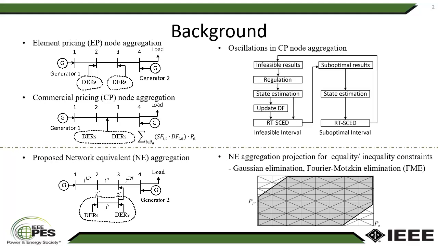However, a power system may contain thousands of EP nodes, which means the system could not solve the real-time security-constrained economic dispatch in the rolling 5-minute interval. So the system needs to simplify the bidding models and relieve the computational burden. And so far, the most popular method in practice is the commercial pricing node aggregation.